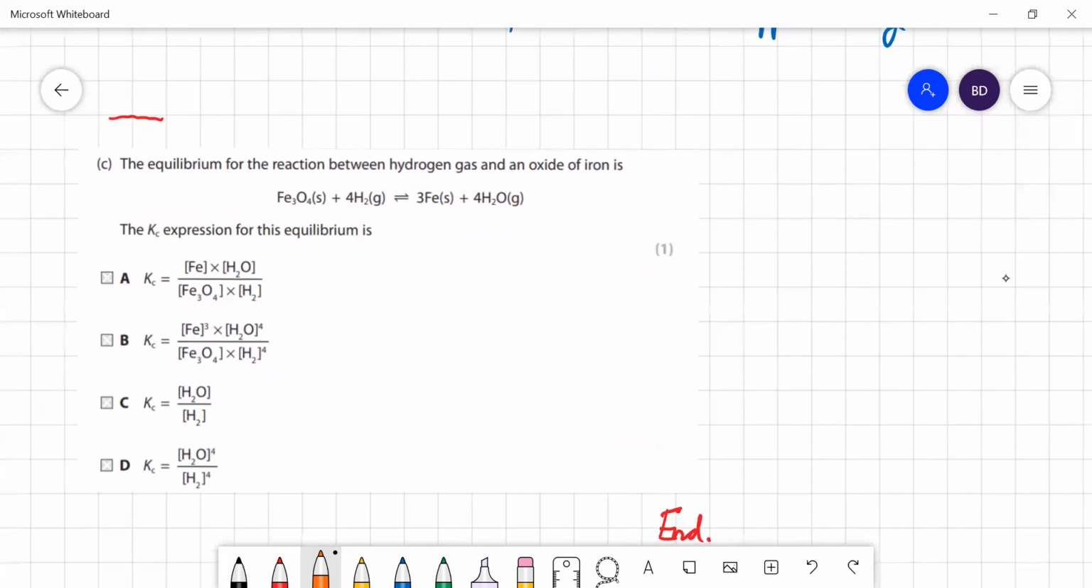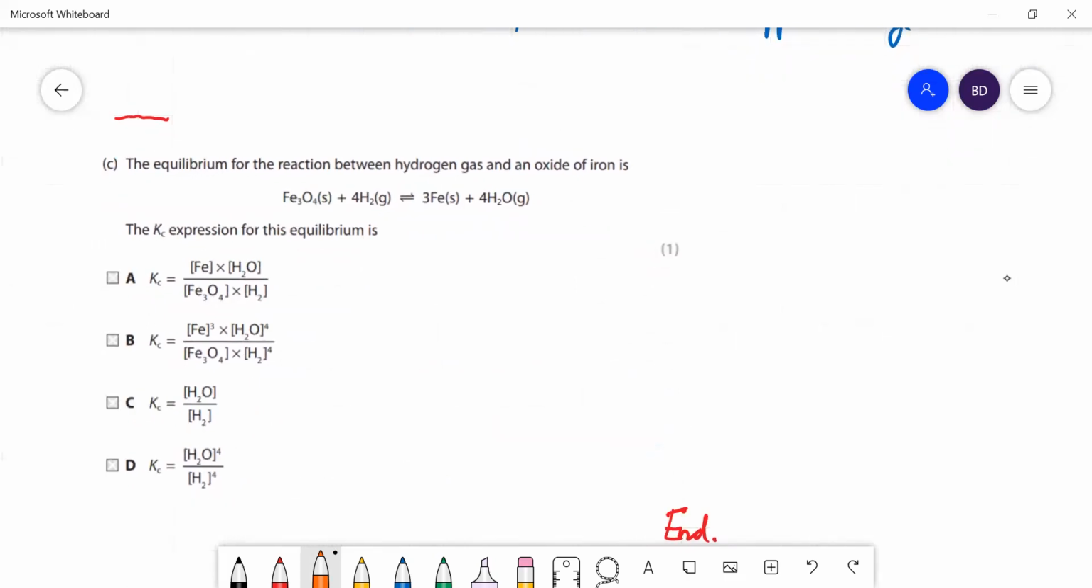Okay, the last question then, the equilibrium reaction between hydrogen gas and an oxide of iron is given below. Now, this is a heterogeneous equilibrium. That means that not everything is in the same phase. And look, we've got iron oxide solid, and we've got iron as a solid. The concentration of solids are constant, so they don't appear in equilibrium expressions, so we ignore them. So the correct value for Kc is going to be this one here. So you've got 4 molecules of water, so it's H2O to the power 4, and you've got 4 molecules of H2, so it's H2 to the power 4. Okay, and that is the end of that paper.